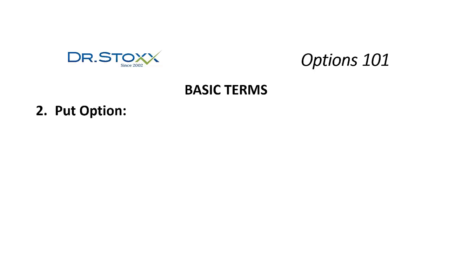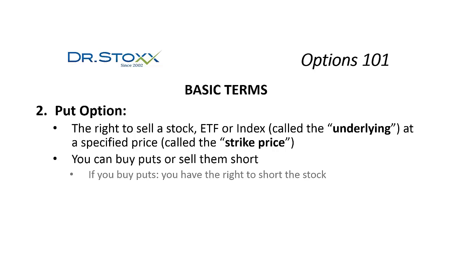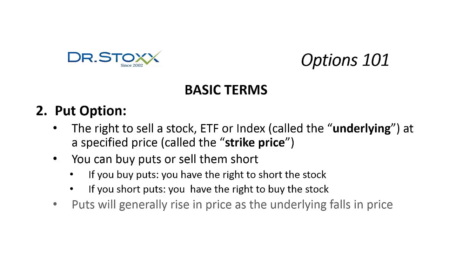Now, a put option is just the opposite of a call option. It gives you the right to sell a stock, ETF, or index, called the underlying, at a specified strike price. And just like calls, you can buy puts or you can sell them short. Now, if you buy puts, you have the right to short the stock at that strike price on the date of expiration. If you short puts, and that's a strategy we'll be doing quite a bit of, you have the right to buy the stock at a strike price on the date of expiration.